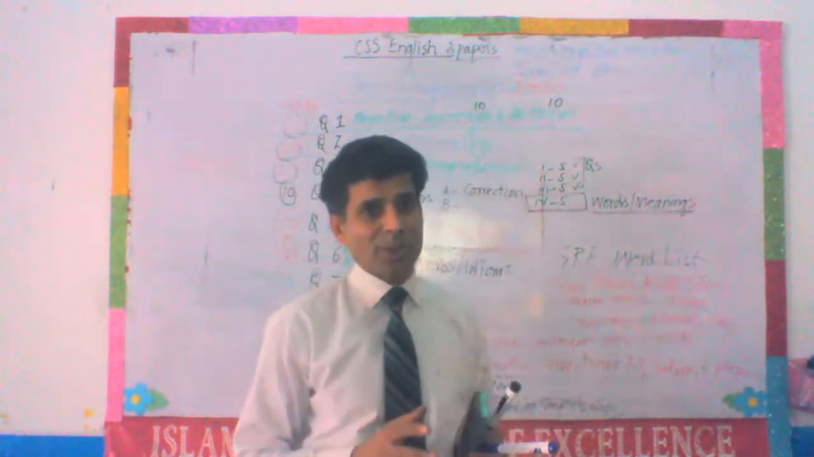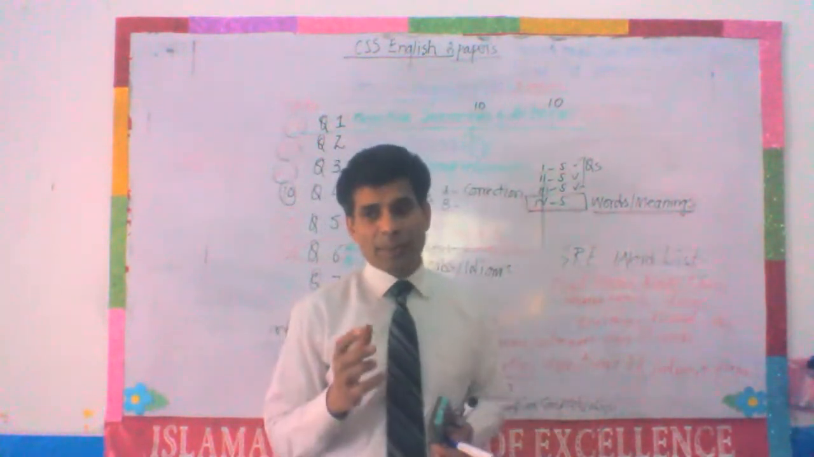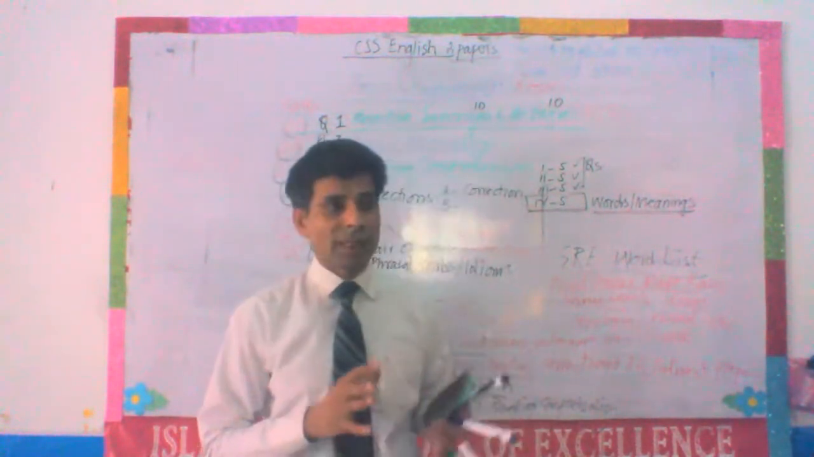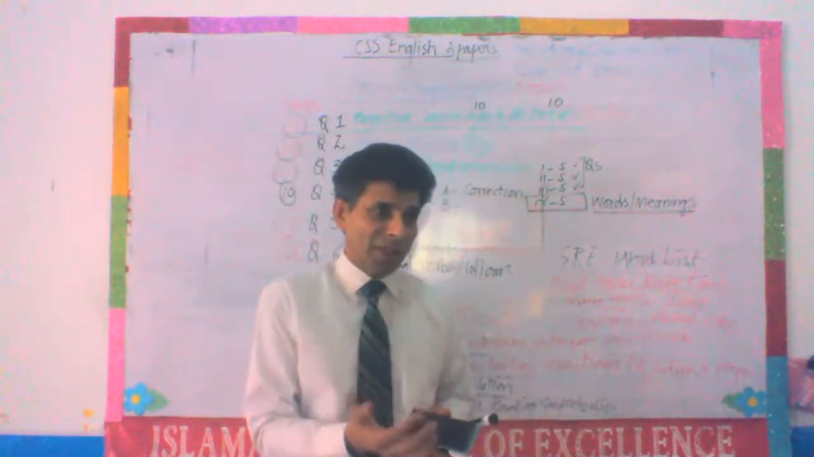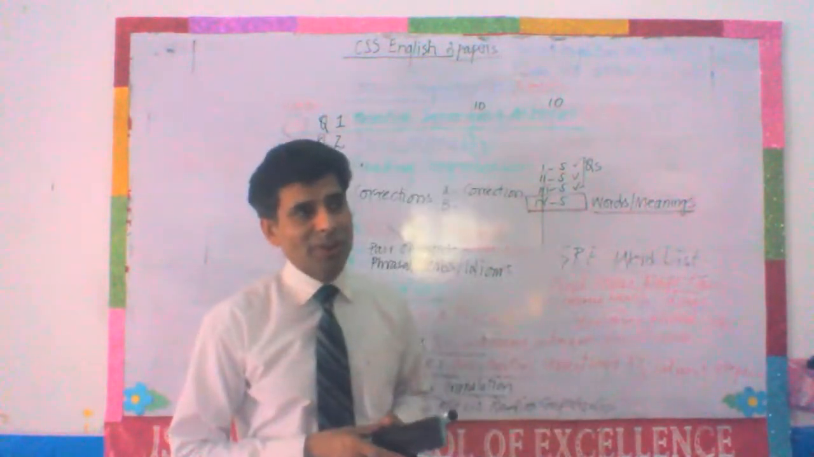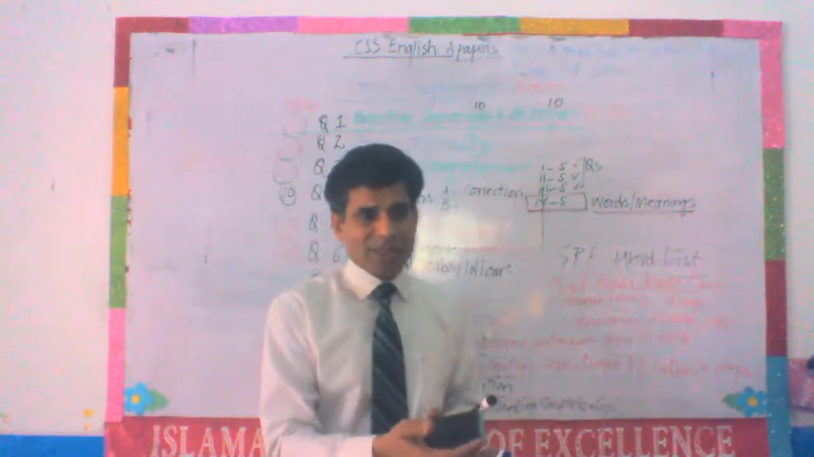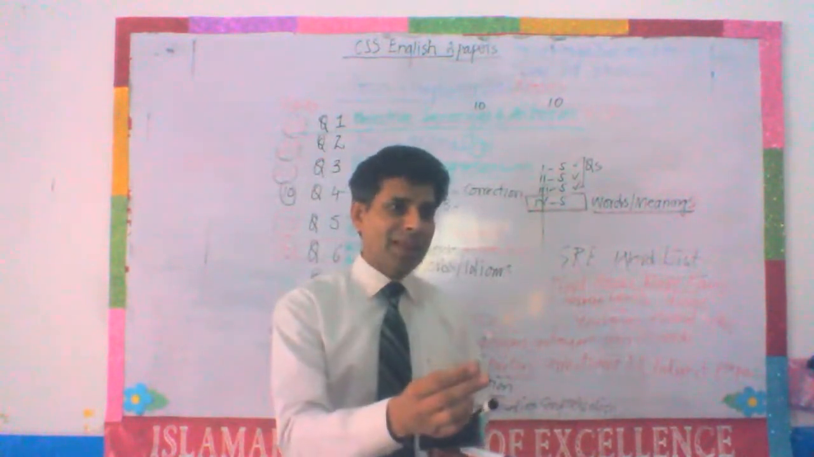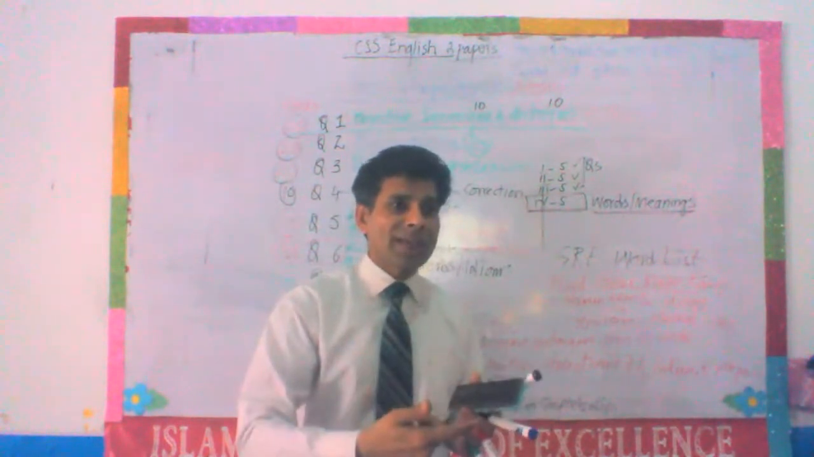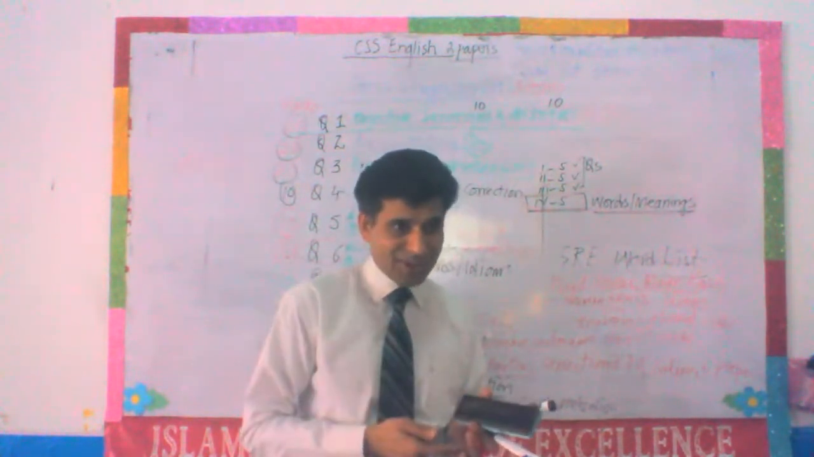So what is the best and easiest approach? It is Wren and Martin. In India, this book is used at school level, and that's a very good book. Number one, read the chapter. How to do it? First, read the chapter. After reading the chapter, then solve the exercise. And then there is a key. The key is available. You can solve the exercise and check the answers from the key.